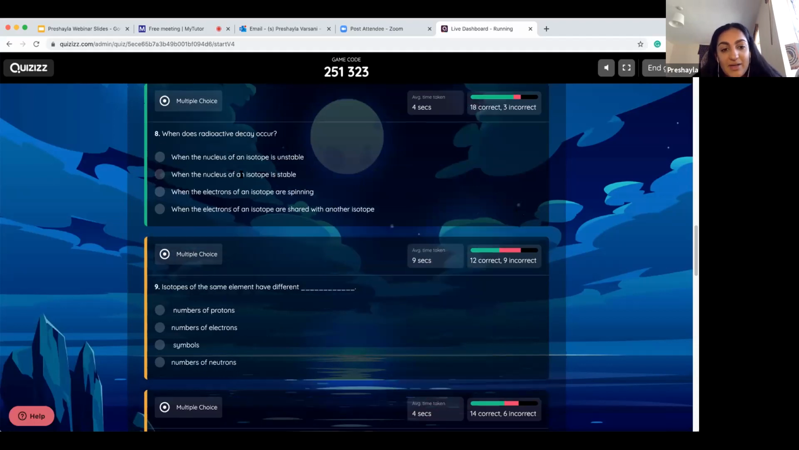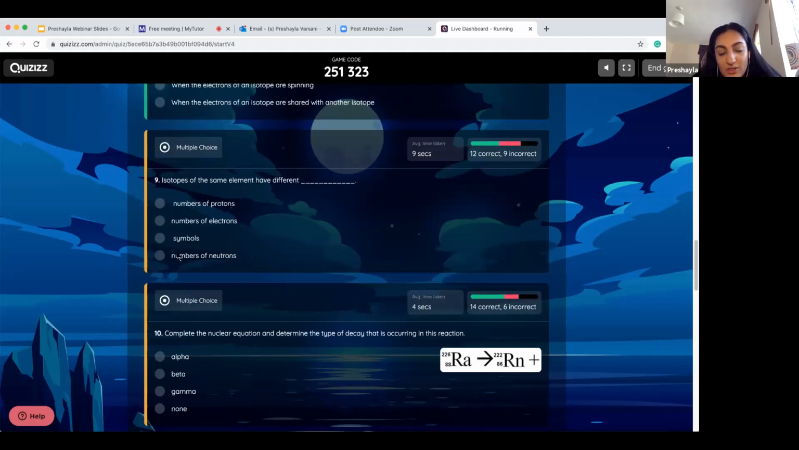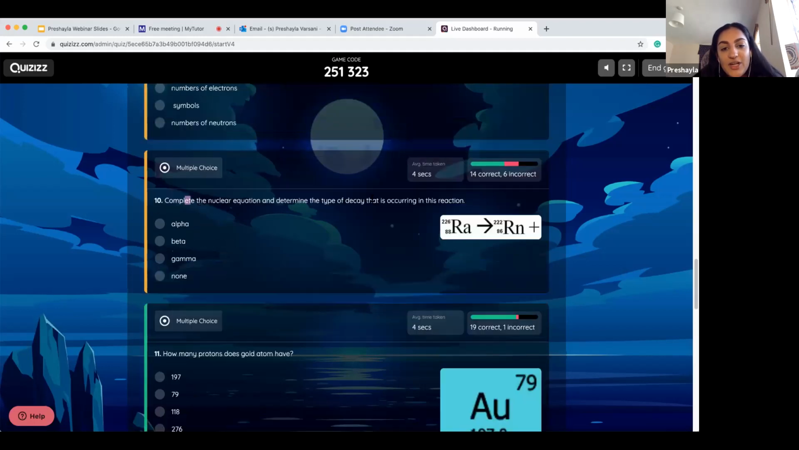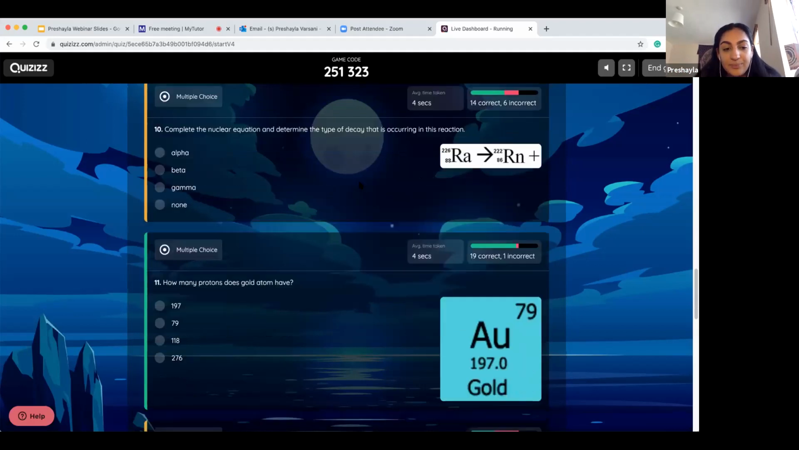Isotopes of the same element have different number of neutrons. The definition of an isotope is the same number of protons, different number of neutrons. Complete the nuclear equation and determine the type of decay that is occurring. The type of decay that is occurring is alpha, because the mass number changes by 4 and the atomic number, the bottom number, goes from 88 to 86. So we know that it's 4-2, which is helium nucleus or alpha radiation.